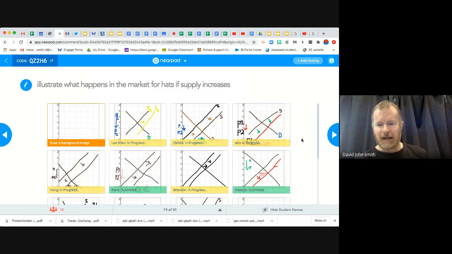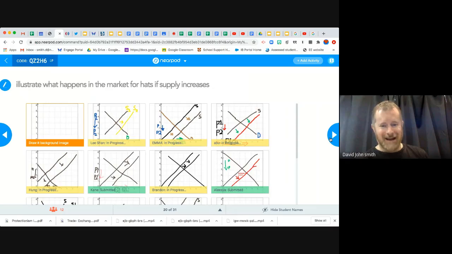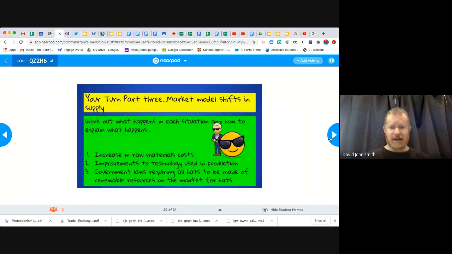So that's the application, which is a higher level skill than just identification or even explaining, being able to apply it into all sorts of different situations. So we've got raw materials, you've got improvements to technology used in production, government laws requiring all hats to be made of renewable resources. Those are practical, real-life-ish situations that the examiner could just throw at you, and you have to figure out what curve is it talking about, which direction will it move, and how will that impact the equilibrium price and quantity.